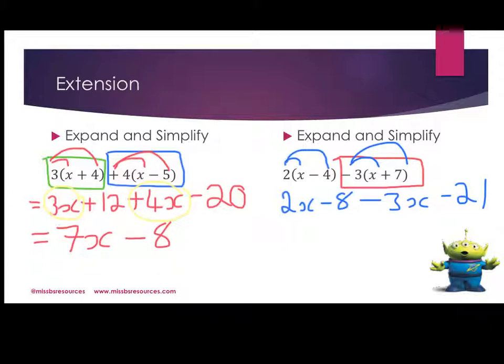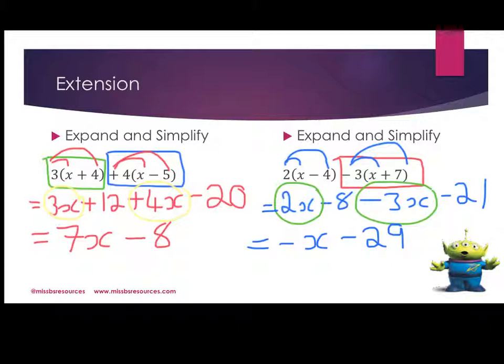So now we've completed the expand step, so now we need to simplify. So we're going to collect our terms together, so I'm going to circle them up again. Got 2x, and we've got minus 3x. 2x take away 3x leaves us with minus x. And then minus 8 take away 21. You're going to end up with minus 29.